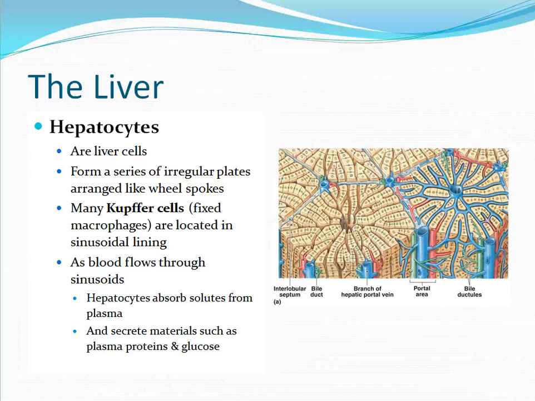Interspersed within the sinusoids between these hepatocytes, you may also find Kupffer cells. These are an example of fixed macrophages. We do not see any highlighted in this particular picture.